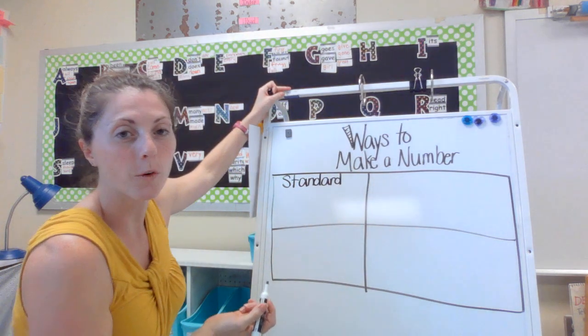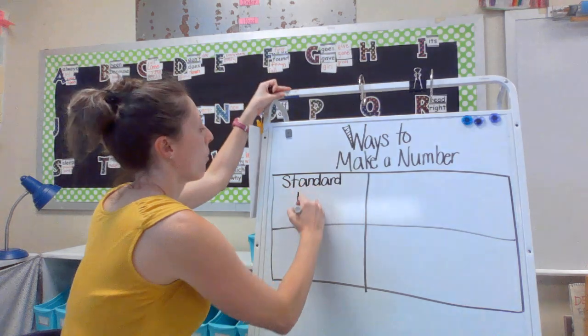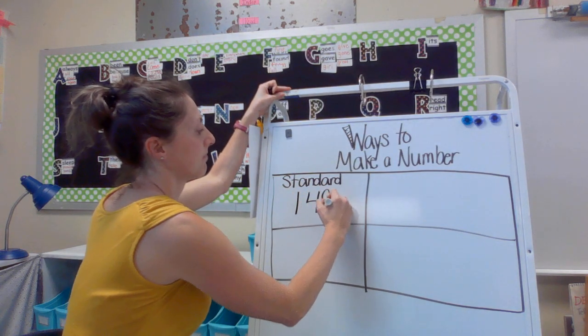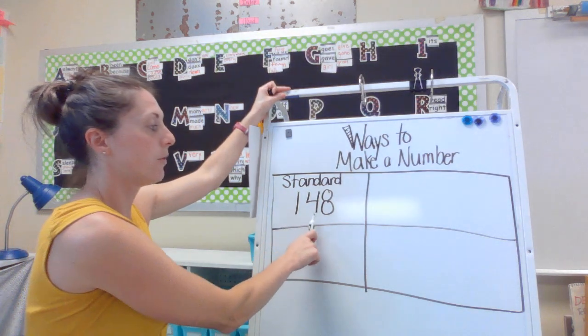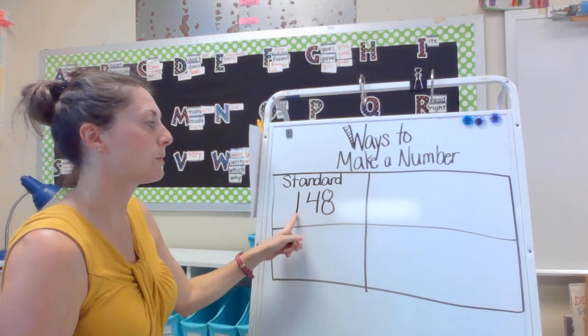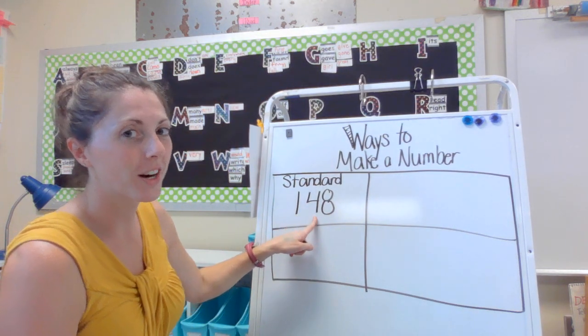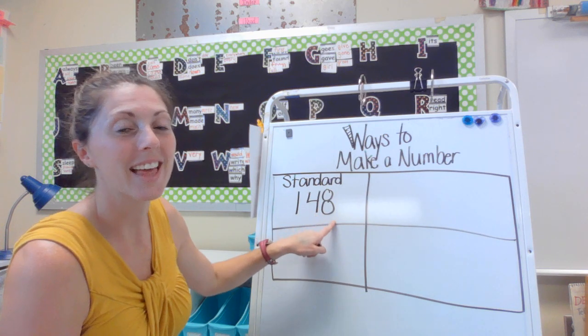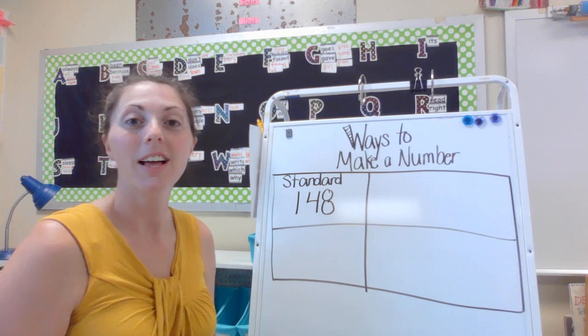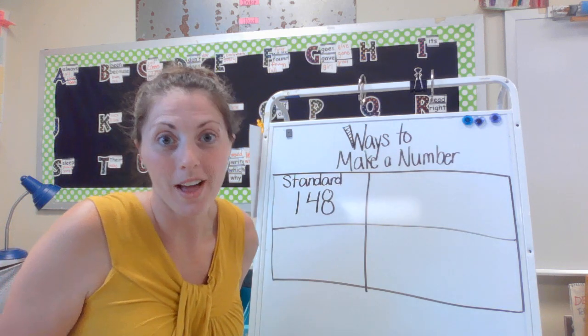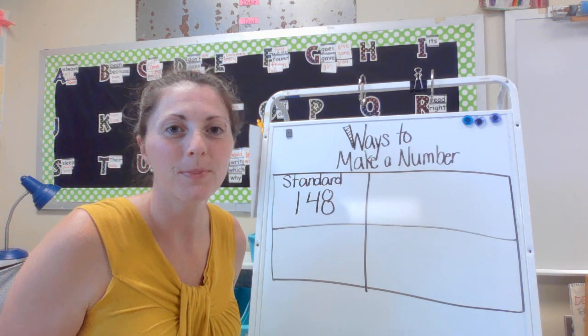Let's do the standard form for the number 148. It's the three digits, 1, 4, and 8, with the 1 in the hundreds place, the 4 in the tens place, and the 8 in the ones place. Now, let's show another way to make this number.